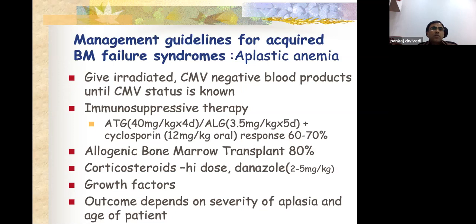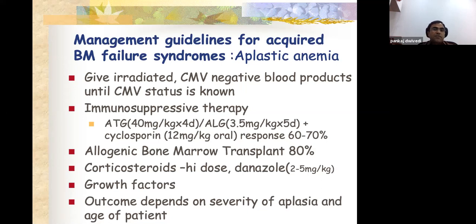Actually, it depends on the cause of the aplastic anemia or bone marrow failure syndrome. But as a common practice, we use two. One is the immunosuppressive therapy, that is antithymocyte globulin, 40 mg per kg for 4 days, or ALG, 3.5 mg per kg for 5 days, along with cyclosporin, and response is 60 to 70%. This may not be applicable to inherited bone marrow failure syndrome, where BMT is the only choice, or bone marrow transplant, or stem cell.